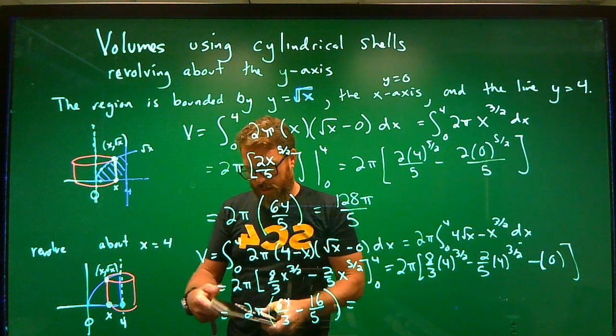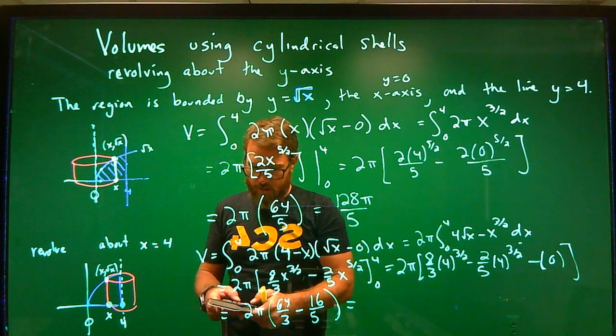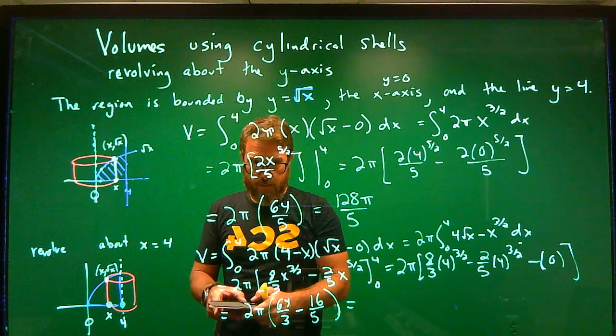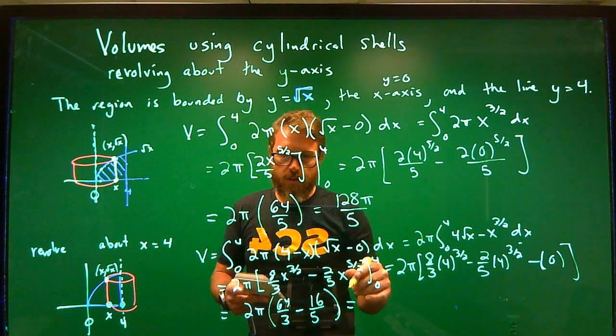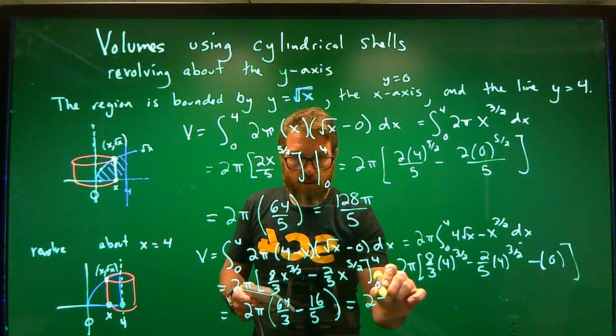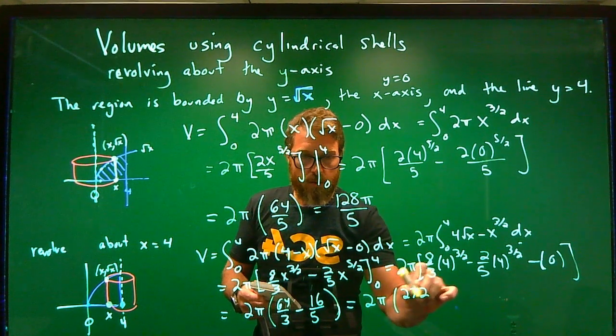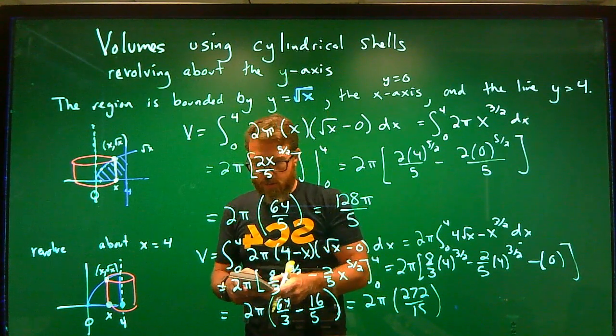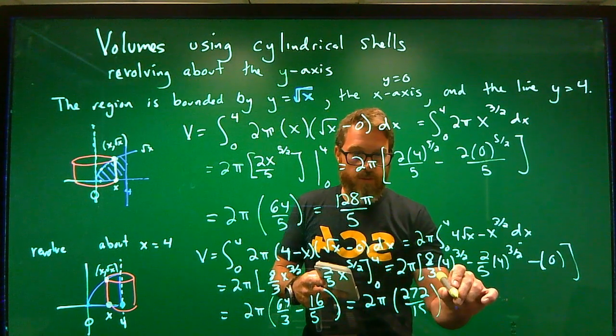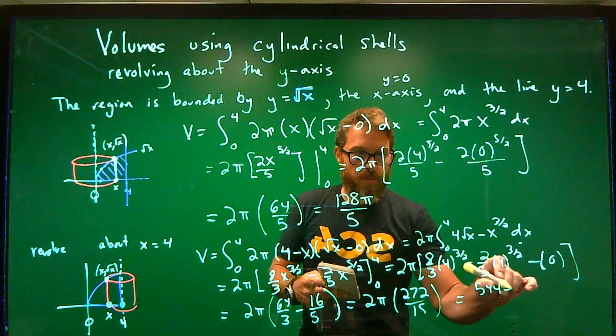So let's go 64 times 5 minus 16 times 3 is going to be 272 over 15. 2 pi times 272 over 15, and there's no like term, so just times 2 is going to be 544 over 15. So 544 pi over 15.